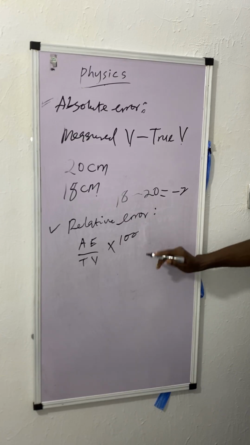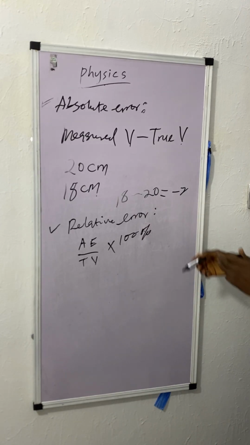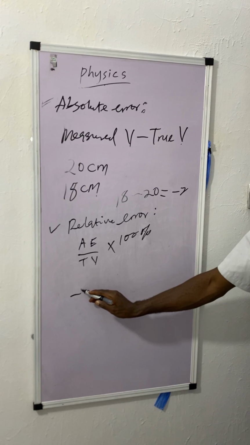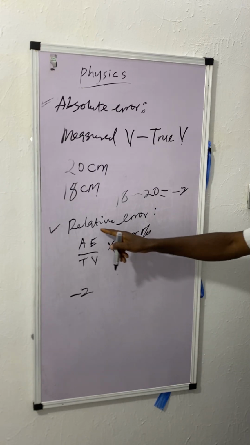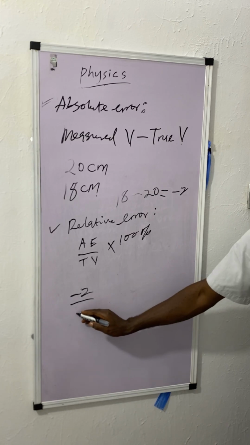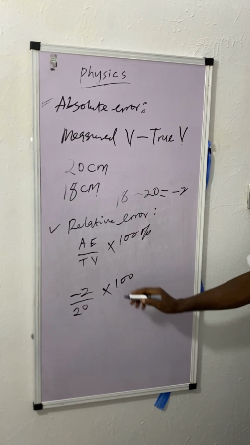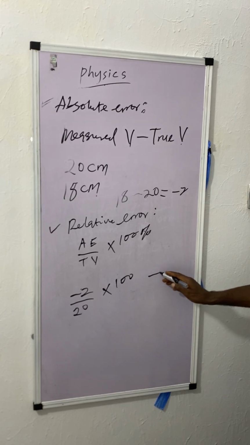Times 100%. So let's say this is our absolute error, which is minus 2. We are looking for relative error. Then the true value is 20, over 20 times 100%. So what do we get?